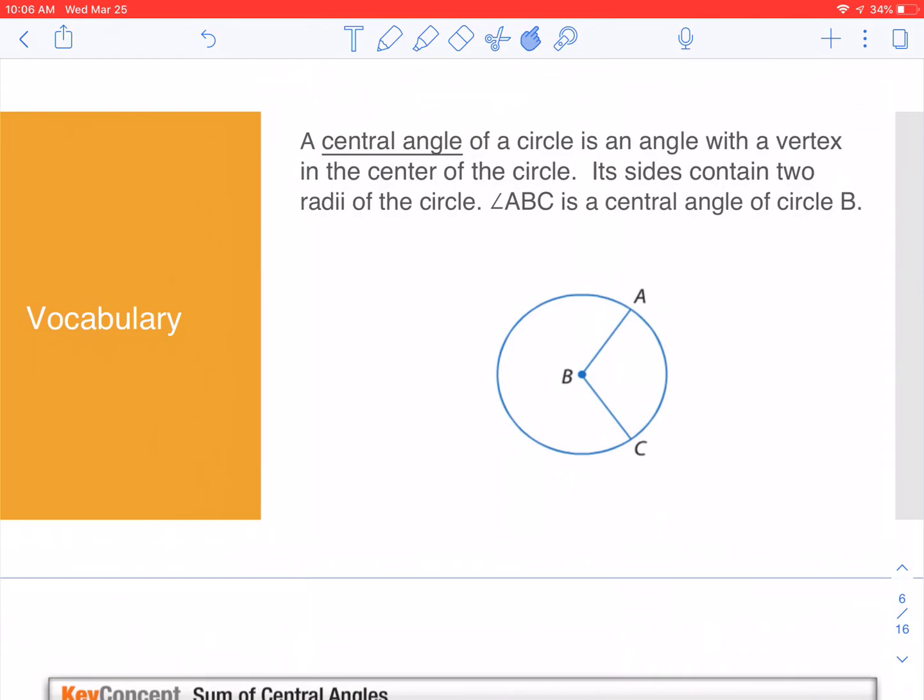in circles. So central angle is this angle right here. Okay, so angle ABC is the central angle. Okay, and it's made up of two radii. It's made up of AB and BC. It's an angle just like we've seen this year, but we're going to call it the central angle because it meets in the radius of the circle.